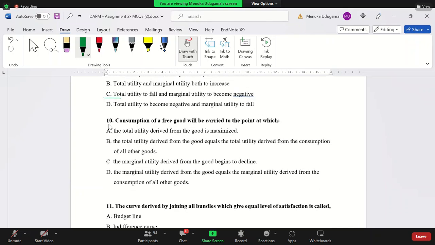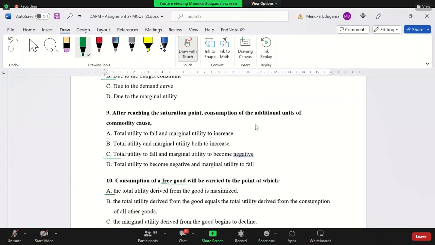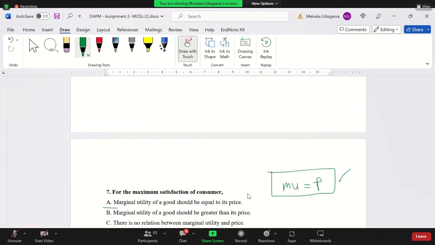Question number 10. So we saw that consumption of a free good, if it's not priced, any commodity that is free now, we said that the total utility derived can be maximized. Right? Otherwise, once it's priced, we use this function to find the optimum point.